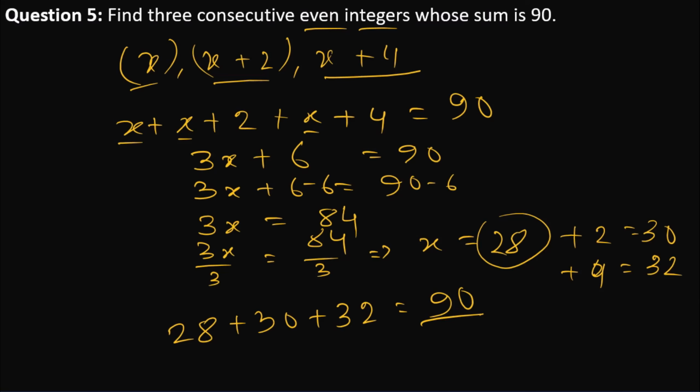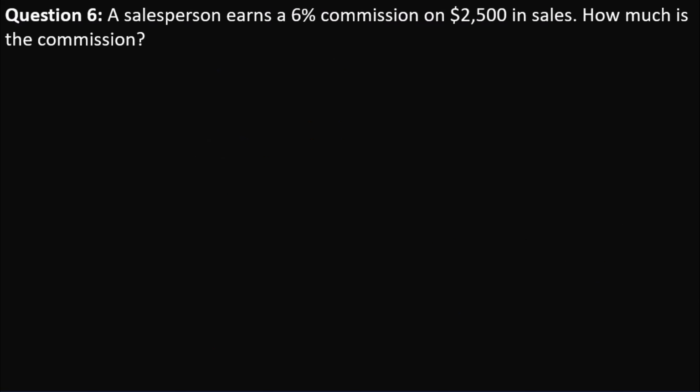After the summation we will get 90. So our next problem is: a salesperson earns a 6% commission on $2,500 in sales. How much is the commission? So here the salesperson earns a 6% commission.